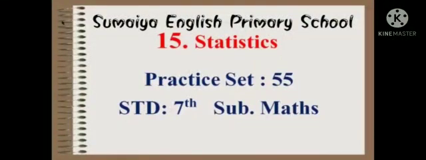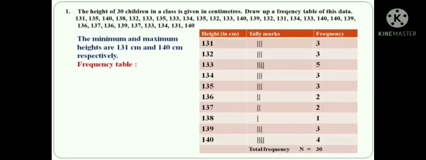Hello kids, let's start with our math subject practice set 55 of chapter 15, statistics. Here's the first question. The heights of 30 children in a class are given in centimeters. Draw up a frequency table of the data: 131, 135, 140, 138 and so on. The numbers are given to you.